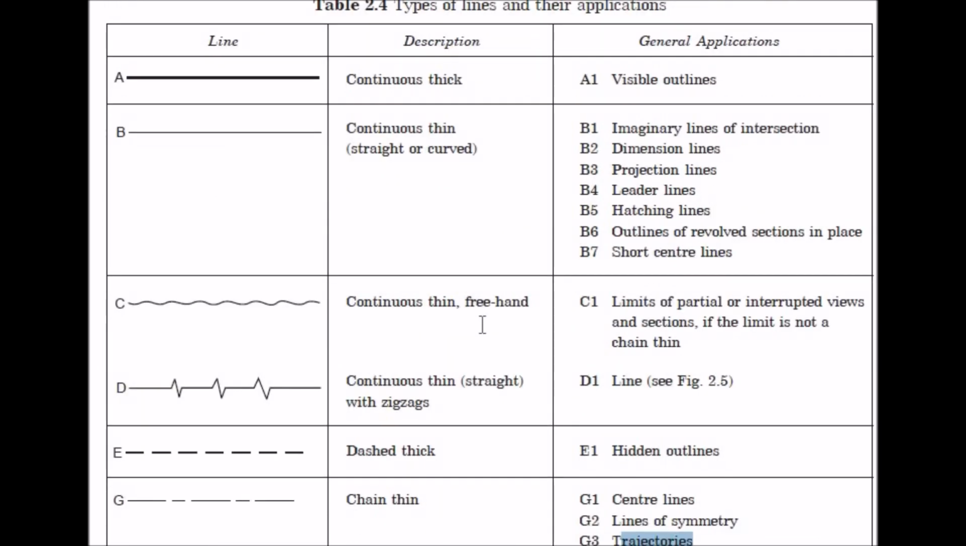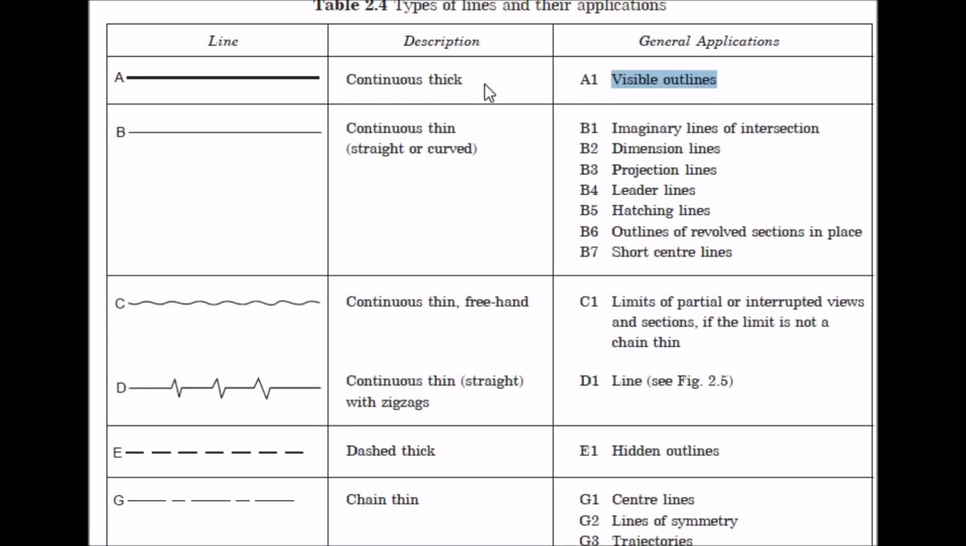Of all these, you must be very careful while following the continuous thick line and the continuous thin line, whether it is straight or curved. You can see here where all the thin line is used: imaginary lines, dimension lines, projection lines, leader lines, hatching lines, outlines of revolved sections in place, short center lines. But the thick line is used just for visible edges, the main drawing, in other words. Understand, thick line and thin line. Generally we say dark line and light line, however in engineering drawing language you call it thick and thin.